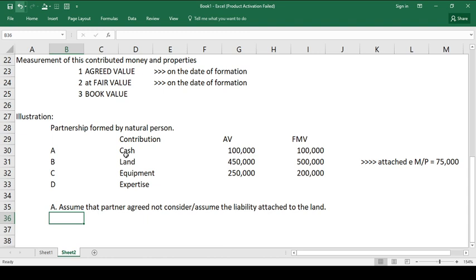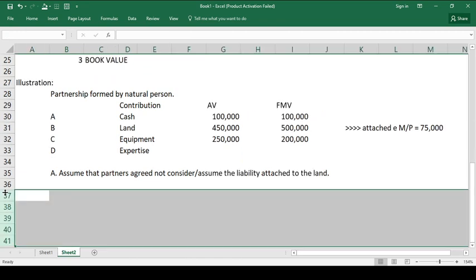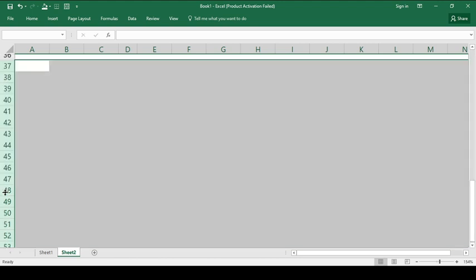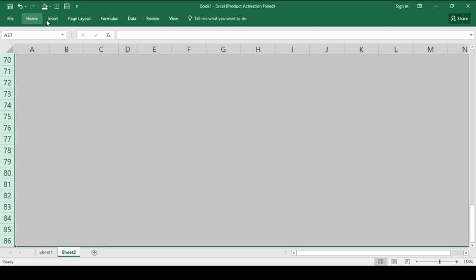Again, the assumption for letter A: the partners agreed not to assume the liability attached to the land. That is what they decided. So what are our journal entries? So, this will be our journal entries. I'll format this so it is easier to place the figures later. Hopefully you are keeping up with the discussion. We will just discuss the basics first.